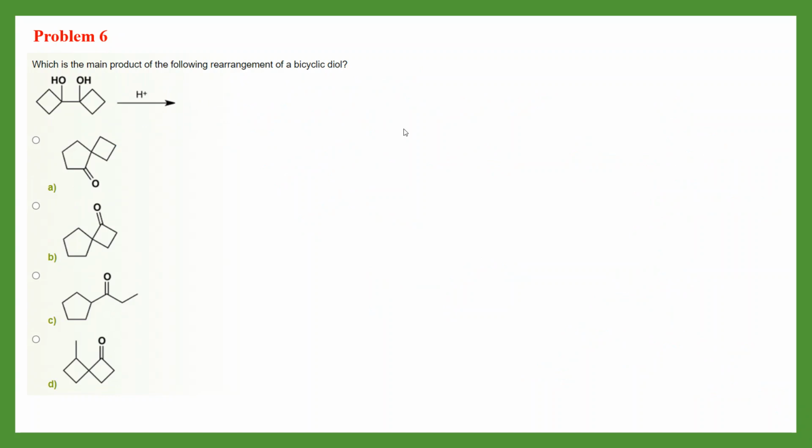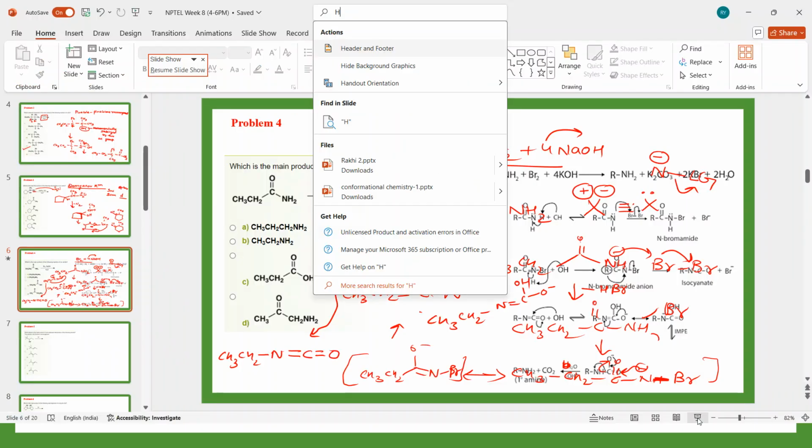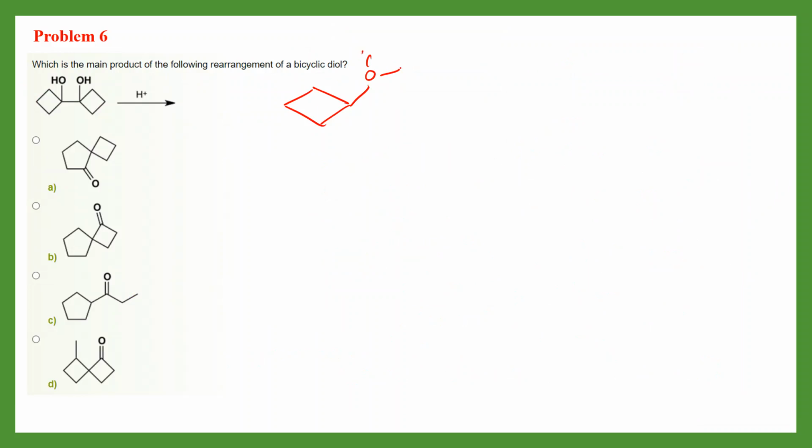I am expecting you to solve this question, as I have discussed it just some time before. Let me read it for you. Which is the main product of the following rearrangement of a bicyclic diol? So first step, please help me in solving. Unmute yourself and tell me the steps. Protonation of alcohol. Very good, protonation.